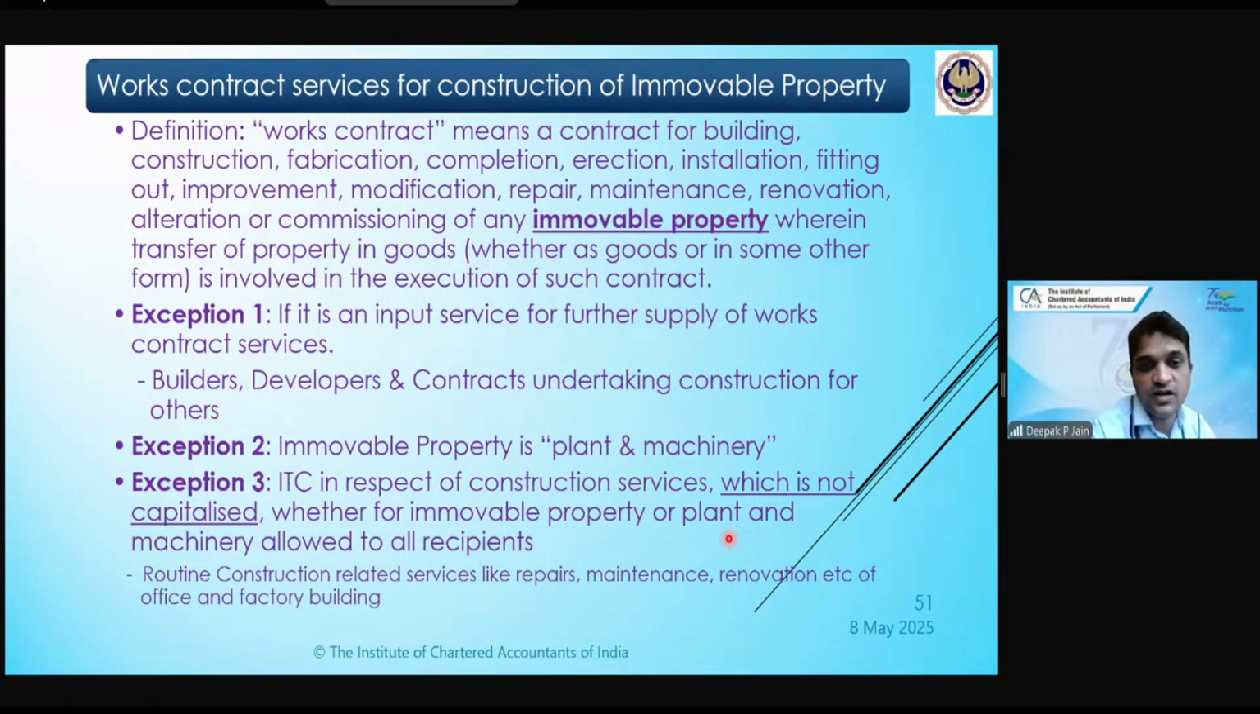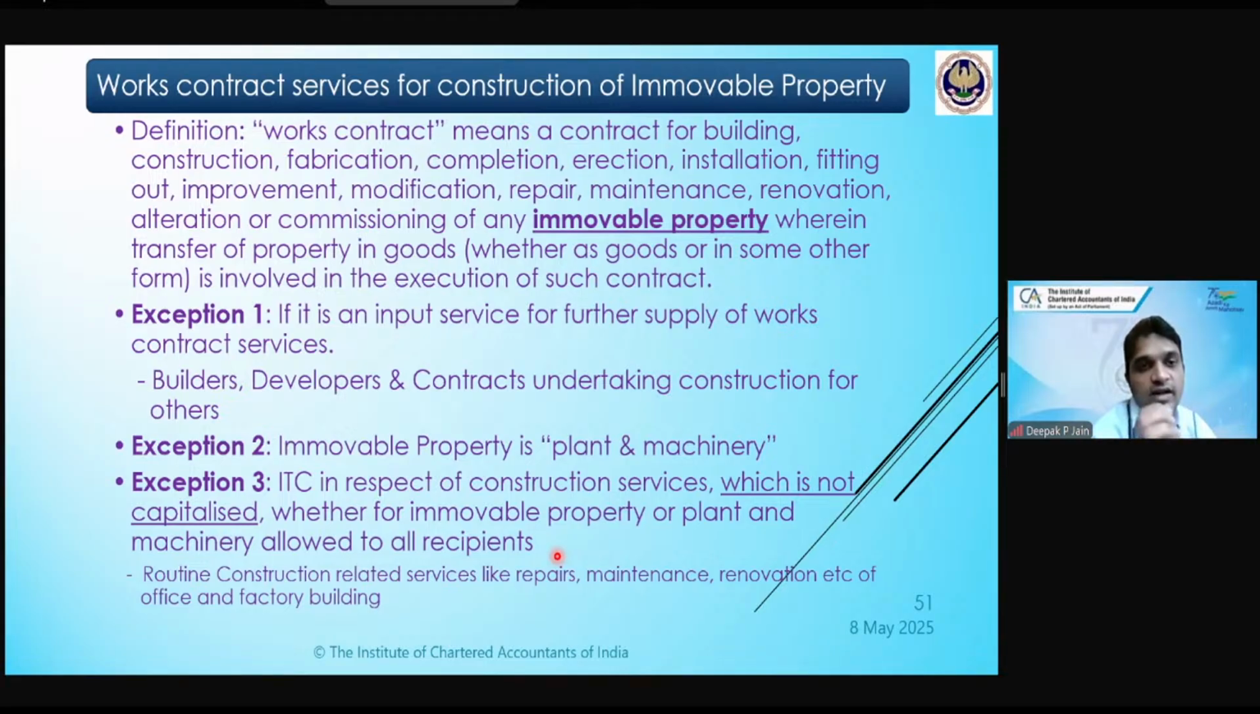And third exception is ITC in respect of construction services, which is not capitalized, whether for immovable property or plant and machinery, is allowed to all recipients. Whatever works contract, if you are capitalizing, then you will not get credit. What you will not capitalize, which is the repairs and maintenance, which is normal wear and tear, normal repair work, year on year AMC, whatever are the maintenance charges, you will not capitalize. They are all expenses, you will get credit on that. But if you capitalize it, then you will not get the credit.